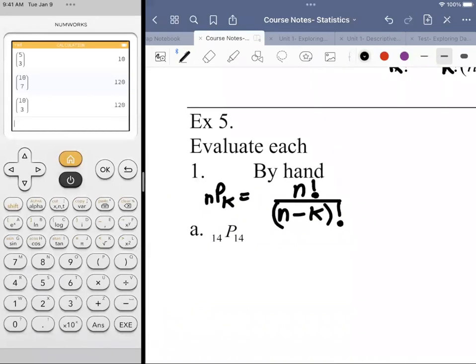All right, so if I'm trying to do this problem by hand, I would really write it as, let me just shrink it a little bit.